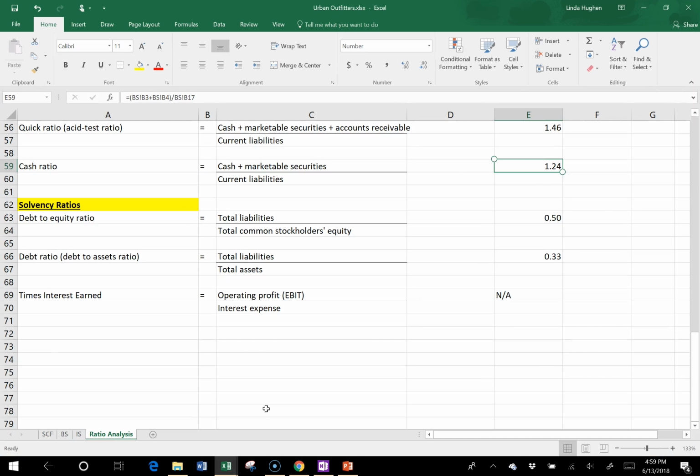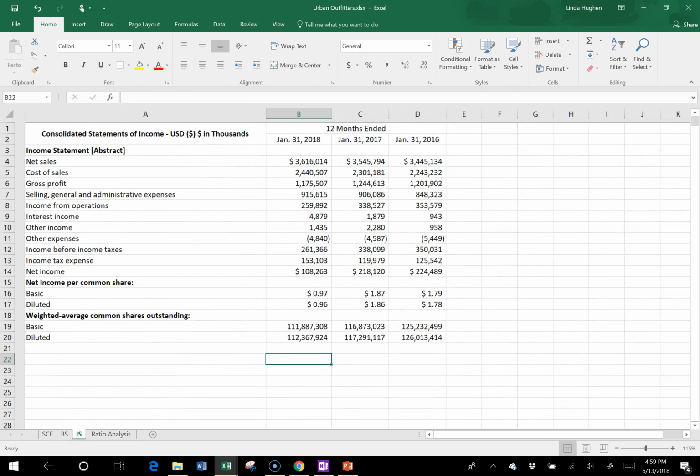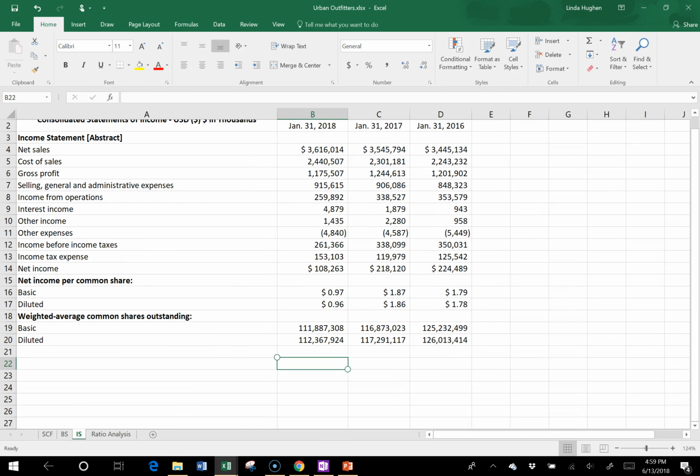Times interest earned for Urban Outfitters, I need to go to the income statement. And what do I see in the income statement? Remember, we want operating income. We have that here. Here's our operating income. But what is interest expense? It's not. It's interest income. It's a negative expense. So it would make no sense to say how many times greater operating income is than interest income.